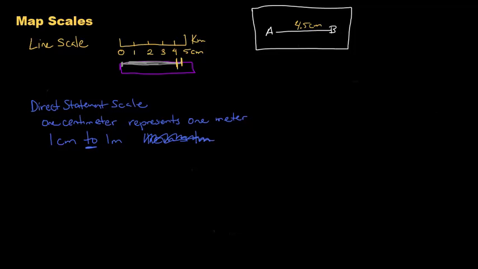So that is the direct statement scale. Now it might be combined with a line scale on your map. You could have a line scale that says that this particular distance is equal to this many meters. So I could say that this distance, pretend that this is 1 centimeter increments, 1 centimeter equals 1 meter. The important thing to realize is that obviously 1 centimeter on the map is not really 1 meter. It's representing 1 meter.